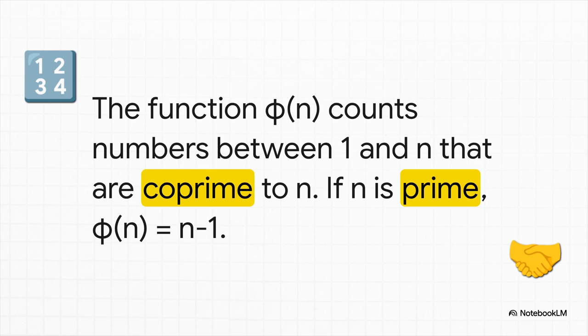So what does it do? It counts how many numbers from 1 up to n are co-prime to n. Now, what does co-prime mean? It just means their greatest common divisor is 1. They share no common factors other than 1. And here's a handy shortcut. For any prime number p, its totient, phi of p, is just p minus 1. This little function is the key to our next big theorem.